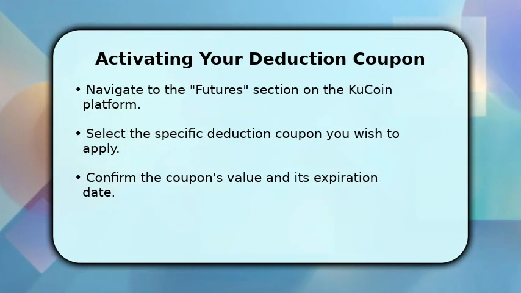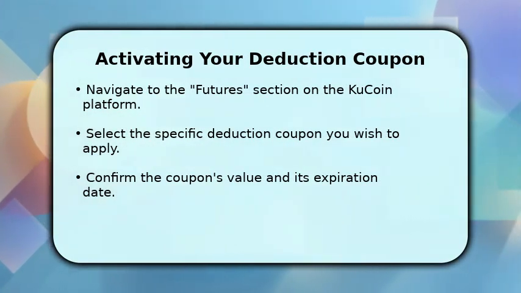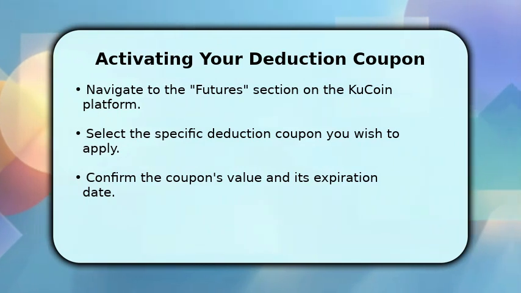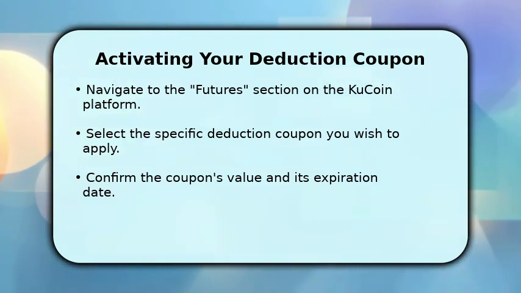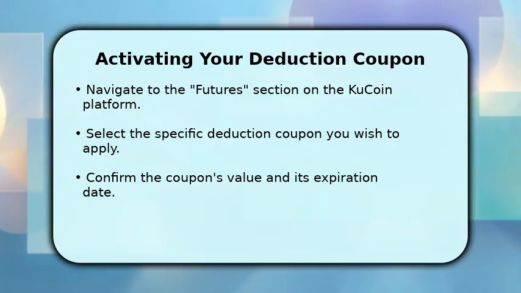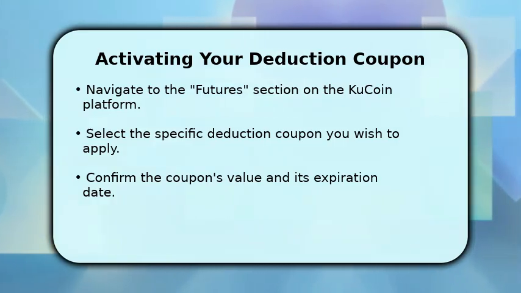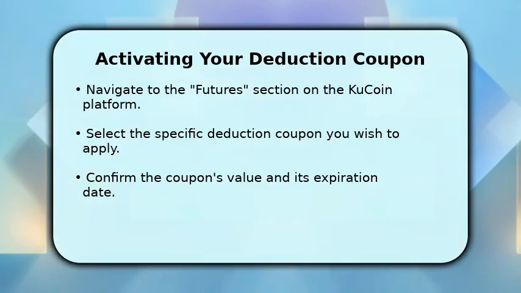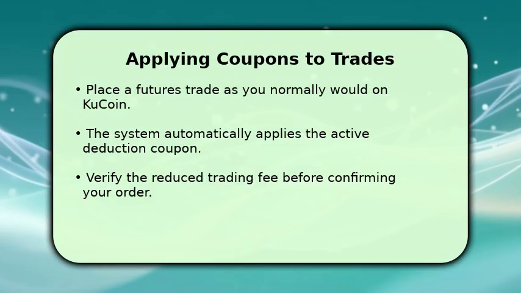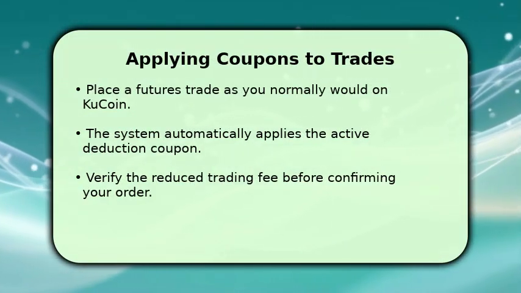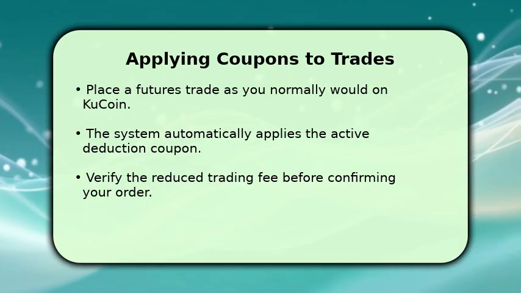To activate a coupon, head over to the Futures section within the KuCoin platform. Here, you can browse through your available deduction coupons. Carefully select the one you intend to use for your next trade. Before proceeding, always double-check the coupon's value and its expiration date to ensure it's valid and provides the desired discount for your trading strategy. Once your coupon is active, simply proceed to place your futures trade as you normally would.